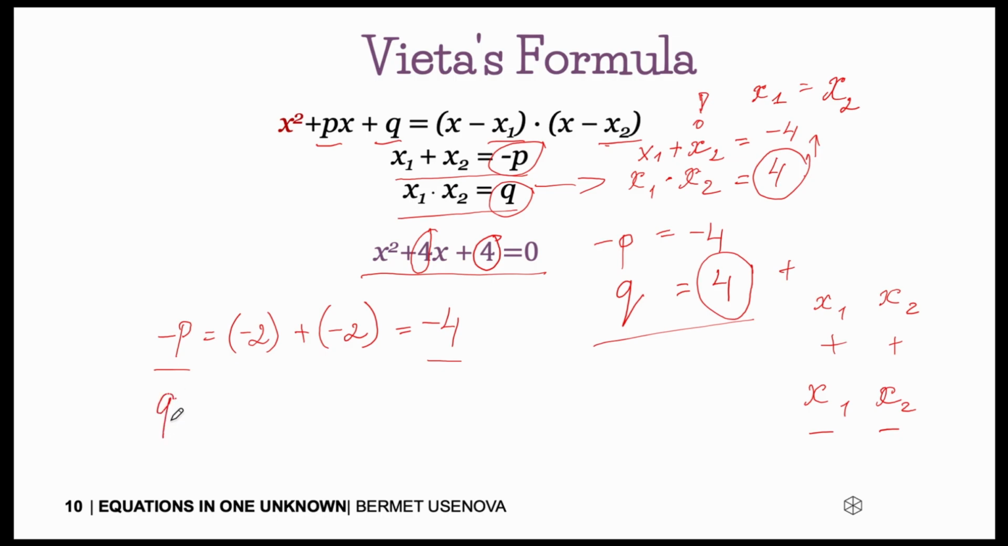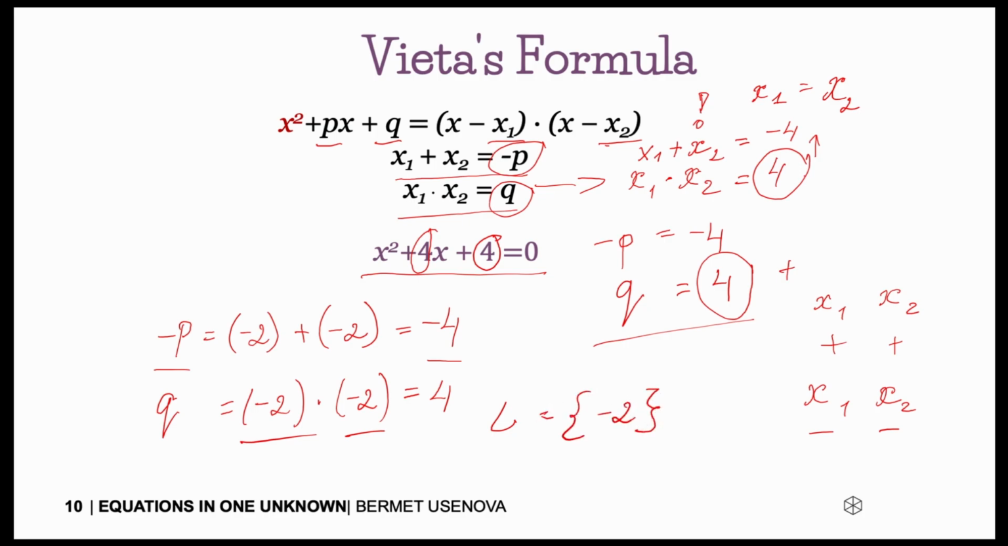And for q, we have again minus 2 and minus 2, which will equal 4. It means that our equation has only one solution, which is minus 2. So the solution set for our equation will be minus 2.